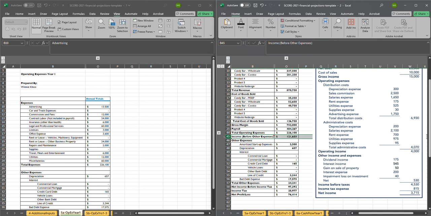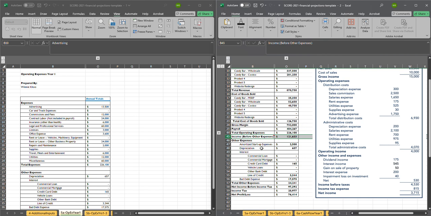So EBITDA is quite an important metric. It shows the operational efficiency of the business. Like, how efficient are you at just operating the business? If you have a line of credit, if you have a bank covenant, sometimes they will really want to know what this number is.